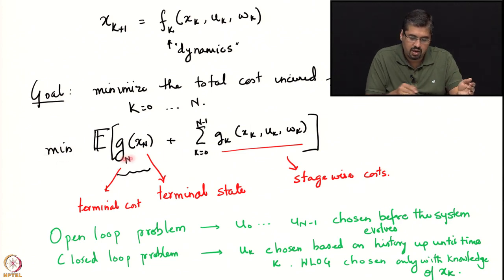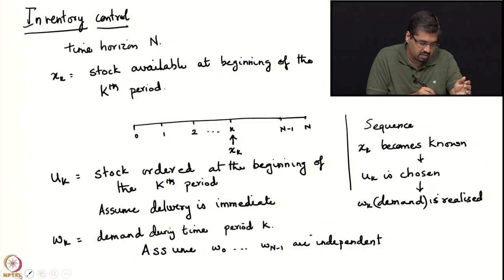So therefore, what we can choose is plans of actions or policies. So the problem here is to choose a policy to minimize the total cost. Okay, so it is to choose a policy that minimizes it.